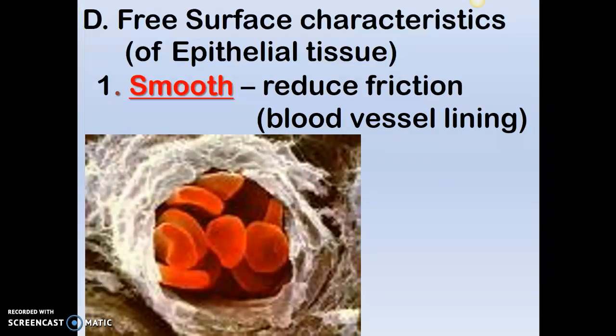Some free surface characteristics of epithelial tissue. A, they're smooth. Your blood vessels are lined with simple squamous epithelial. It reduces friction. It's kind of like Teflon coating on a pan. The blood cells can zip through there unimpeded so they don't stick together.